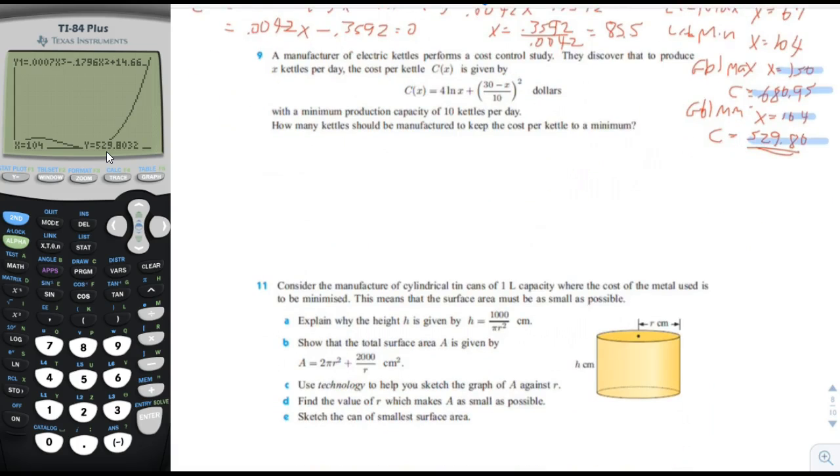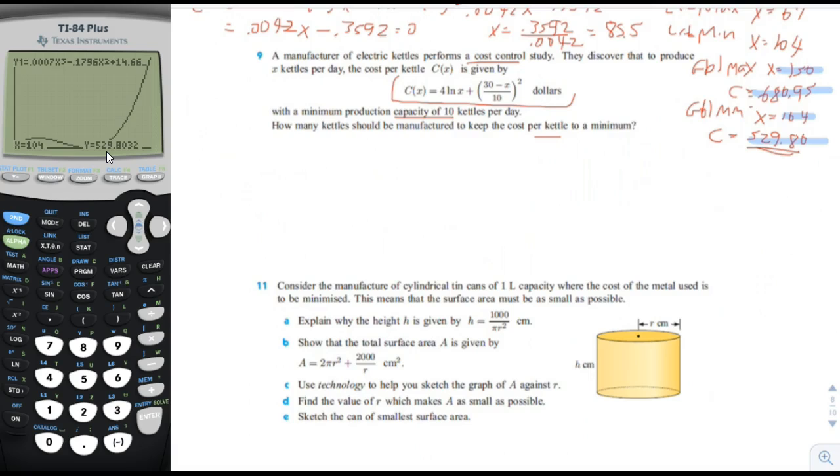Okay, 9. A manufacturer of electric kettles performs a cost control study. They discover that to produce x kettles a day, again a factory problem, the cost per kettle is given by... Now remember, this cost is the cost per kettle, so it needs to be multiplied by the number of kettles to find out the total cost. Okay. With a minimum production capacity of 10 kettles per day, how many kettles should be manufactured to keep the cost per kettle to a minimum?